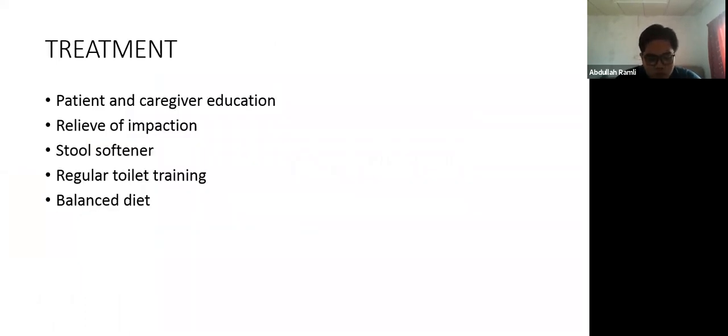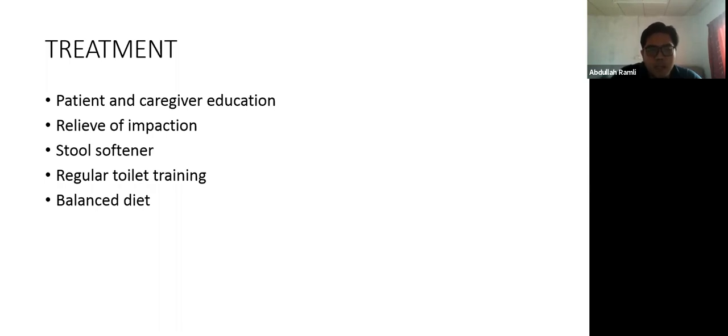Okay, next one. So about the treatment of functional constipation, it involves both patient and caregiver education. We need to educate them about functional constipation, and we outline the management that is available for them. Then the next one is relief of stool impaction, in which we can treat the child with an enema to relieve the impaction. And then we can also use a stool softener. Apart from that, regular toilet training is an important part of how we can assist the child who has functional constipation.